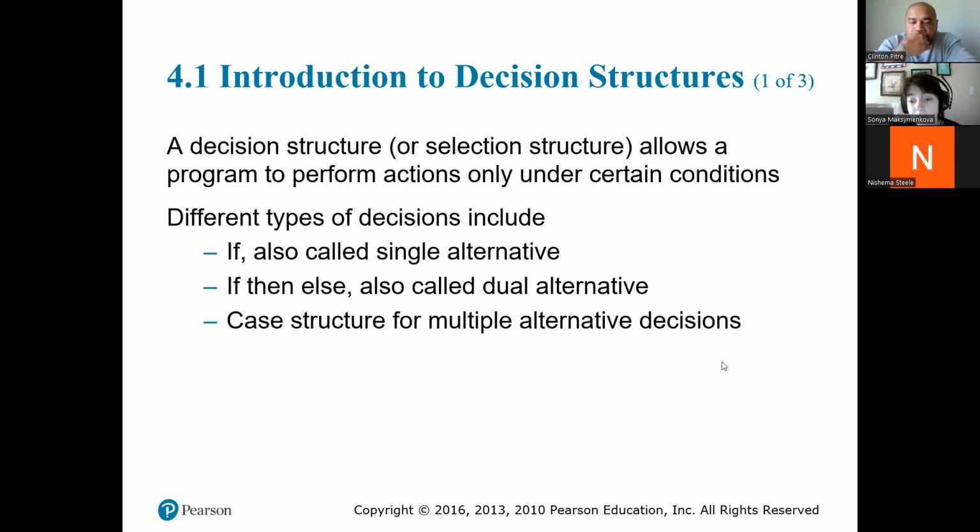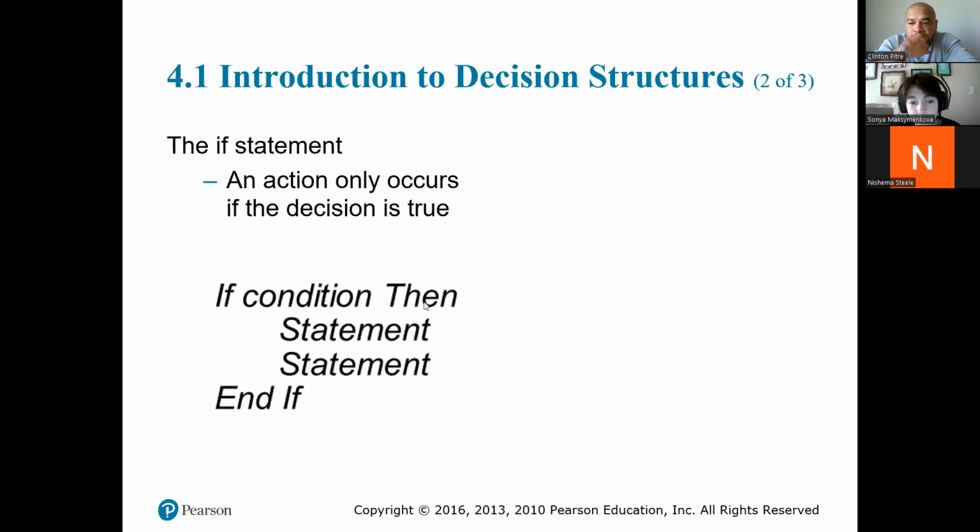And then a multiple alternative decision is where you can have as many conditions as you want, and as many alternatives of code or actions that you perform as you want. So this is what the if statement looks like. This action will occur only if the decision is true.